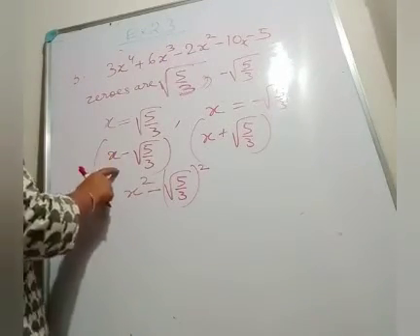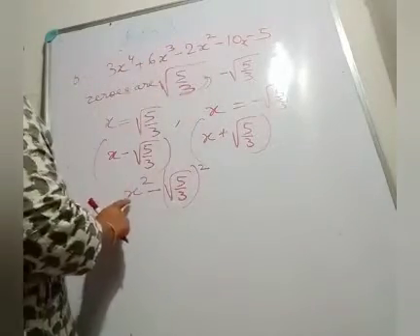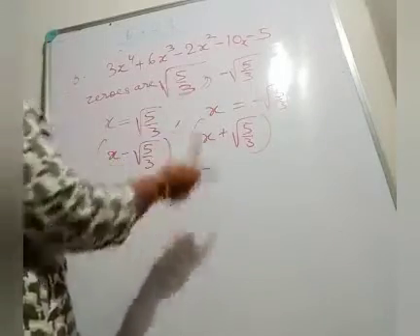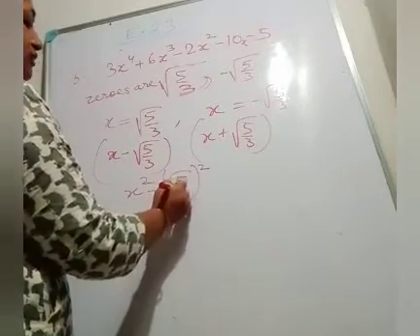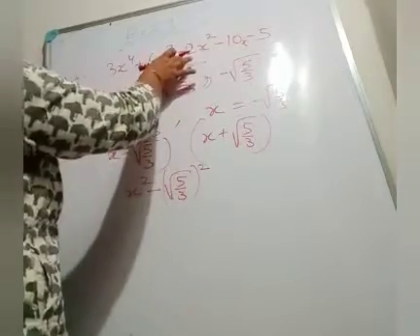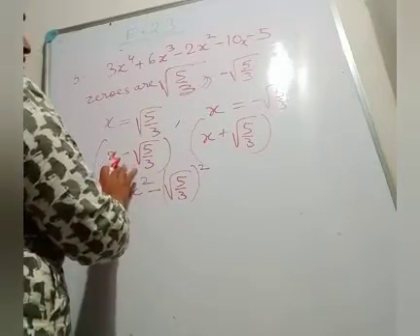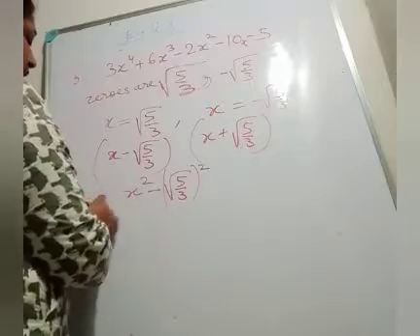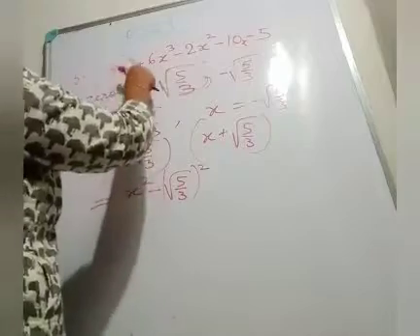Okay students, if this one and this one are factors of this polynomial, that means the multiplication of these two factors is also a factor of this polynomial. So x square minus 5 by 3 is a factor of this polynomial. How do we get x square minus 5 by 3? By multiplying this factor with this factor. And this is another factor of this one.